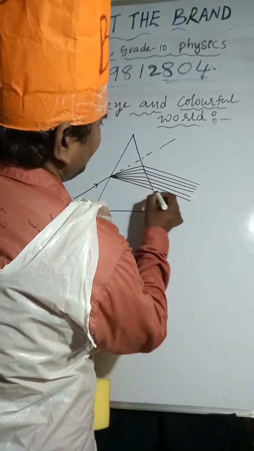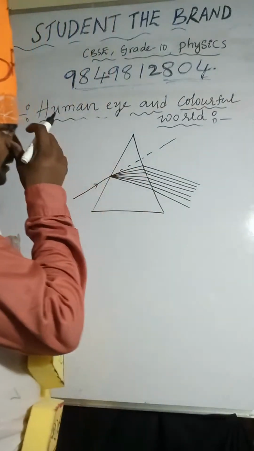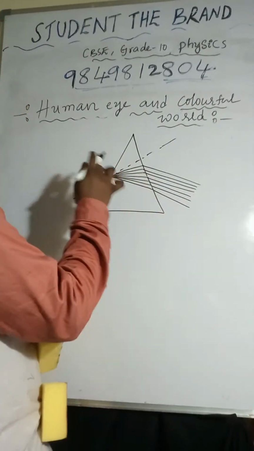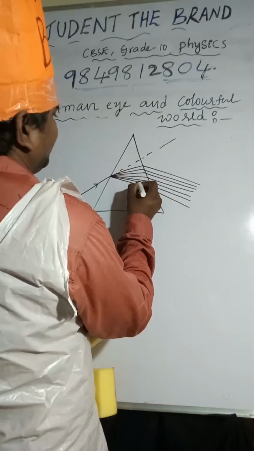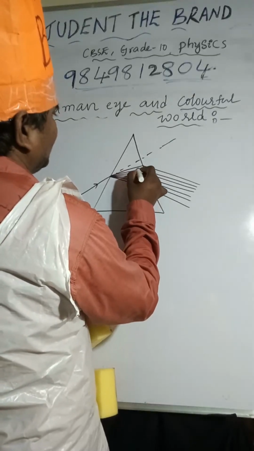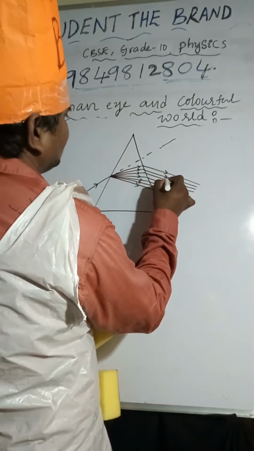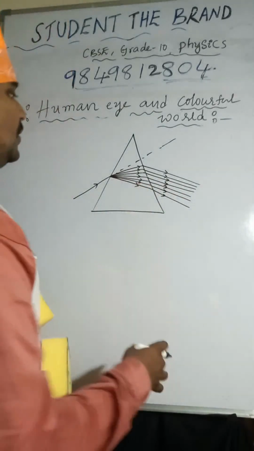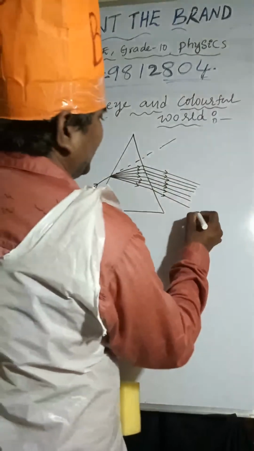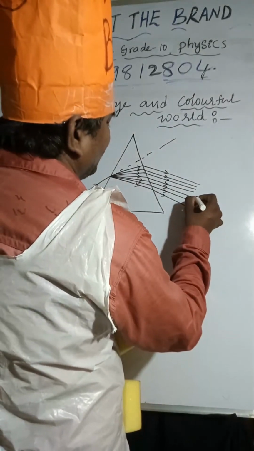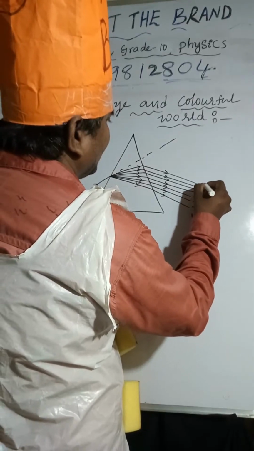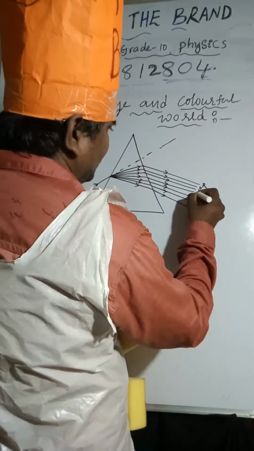The phenomenon of splitting of white light into its constituent 7 colors is known as dispersion. Those 7 colors form like a band on the screen: violet, indigo, blue, green, yellow, orange, red, VIBGYOR.